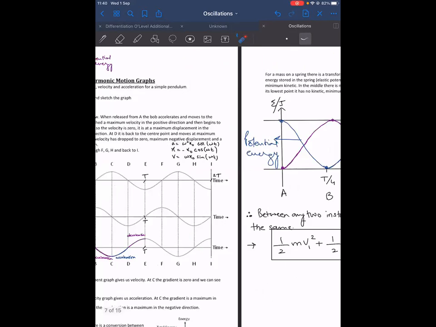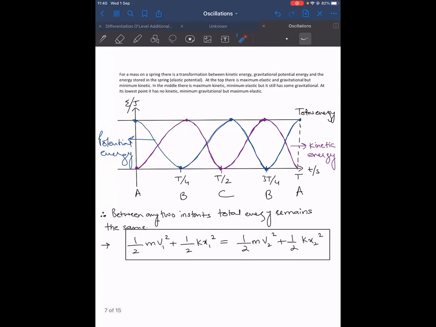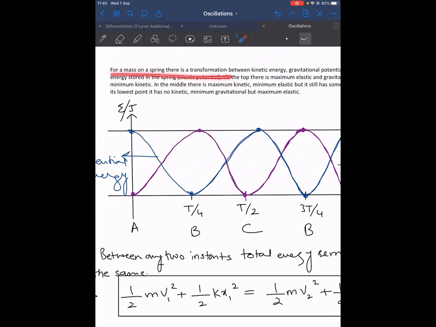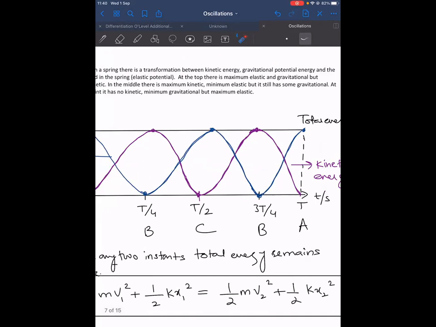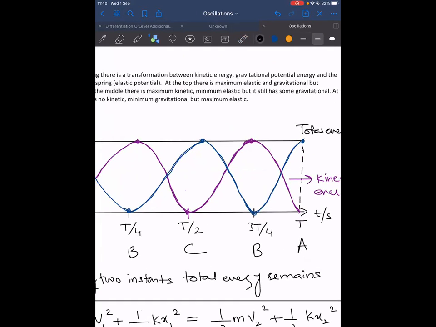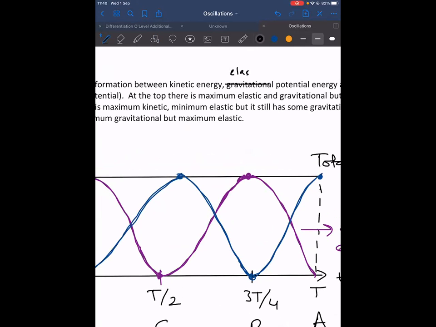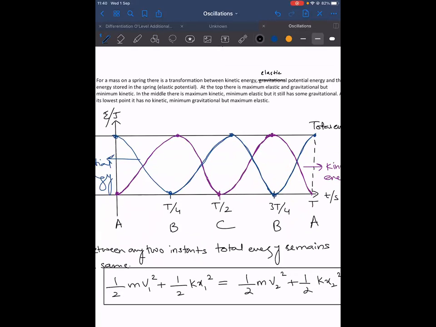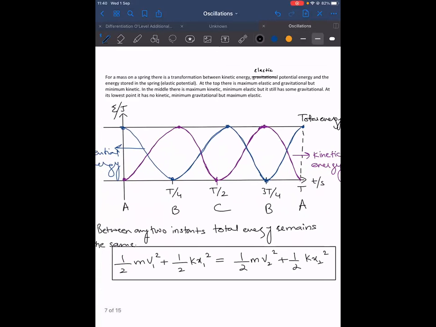अच्छा, for a spring mass system, there's a transformation between kinetic and elastic potential energy. It's not gravitational, that is elastic potential energy. That's elastic potential energy, and the energy stored in the spring.